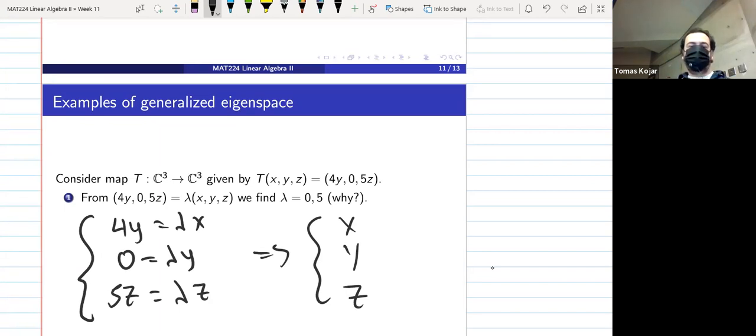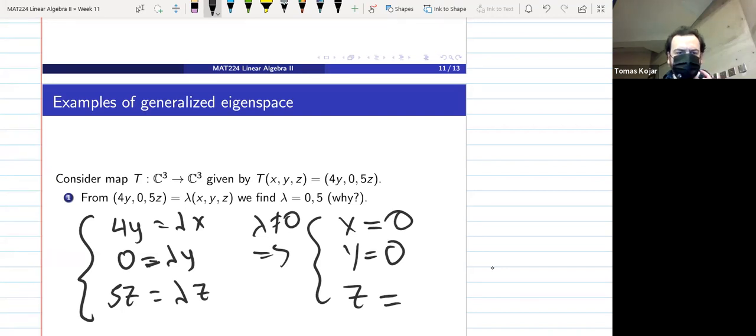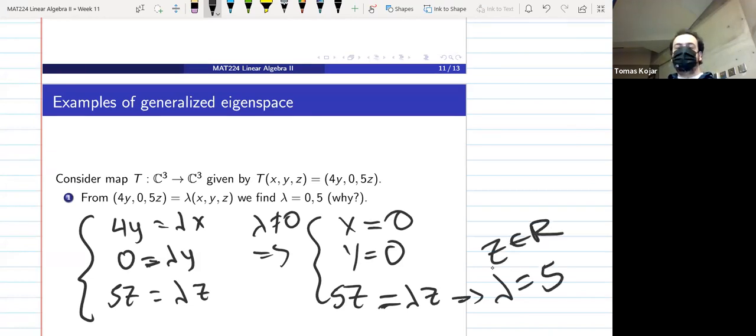So what is x right away, if lambda is not zero? And then z would be, what is z? Yeah, z can be anything. So since lambda is not zero, we get 5z equal to lambda z. So we get that lambda is forced to be 5 and z can be any number. So that means you have E5 is the span of who?